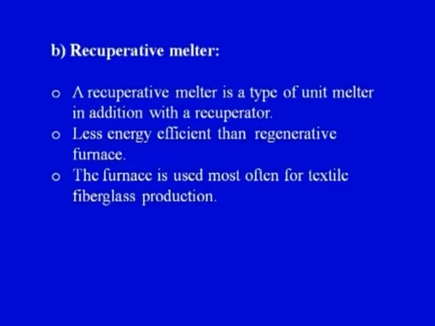The furnace is used most often for textile fiberglass production. So, it has a specific application area, although it can be used for other areas also, but specifically it is used for textile fiberglass manufacturing. So, wherever the textile fiberglass has to be manufactured, we can choose a recuperative melter.